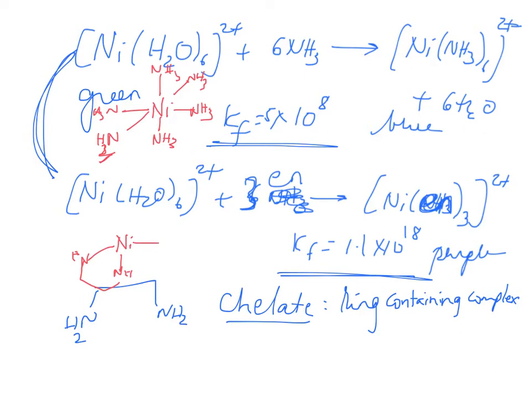Likewise, a nitrogen and a nitrogen, and the third one would be right here. So realize that within the complex, I have these 1, 2, 3, 4, 5 atom rings, which are pretty stable.